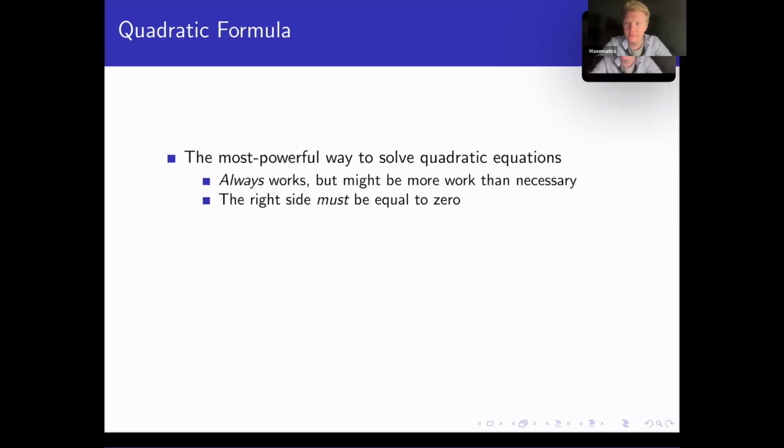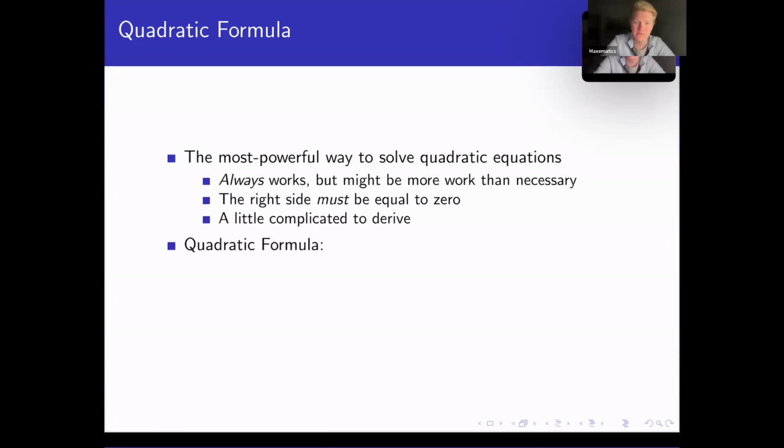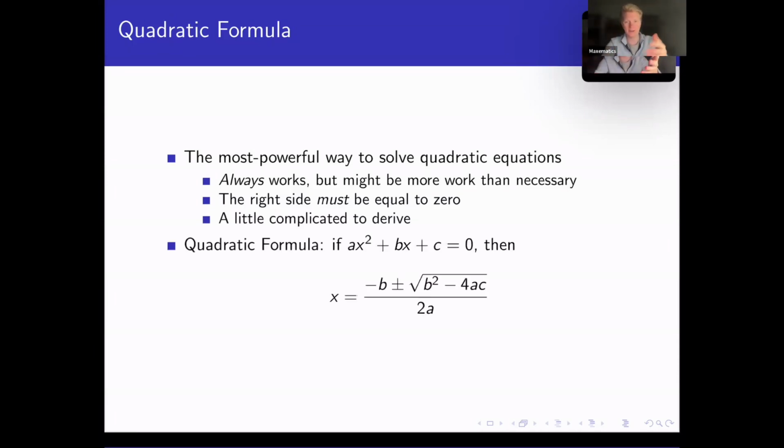So to do this, the right side must be equal to 0. So for the factoring method, one side has to be equal to 0. Quadratic formula must be equal to 0 on one side, but for completing the square and square root property, that is not the case. But okay, it's a little complicated to derive, like I said, but the quadratic formula is right here.